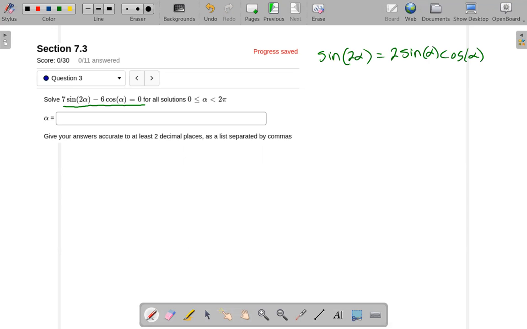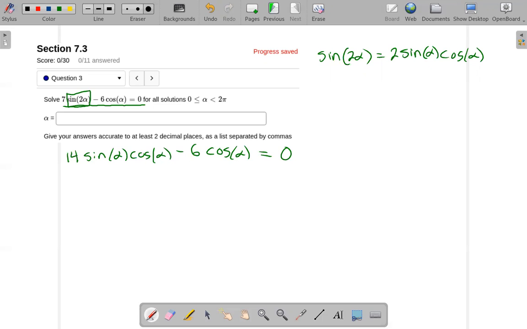And so I'm replacing this part right here. So I'll have 7 times that. So rewriting, I'm going to have 14 sine of alpha cosine of alpha minus 6 cosine alpha equals 0. And so now I have all alphas. I have sines and cosines, but because of the 0, if I can factor this side, I might be able to continue without another identity.